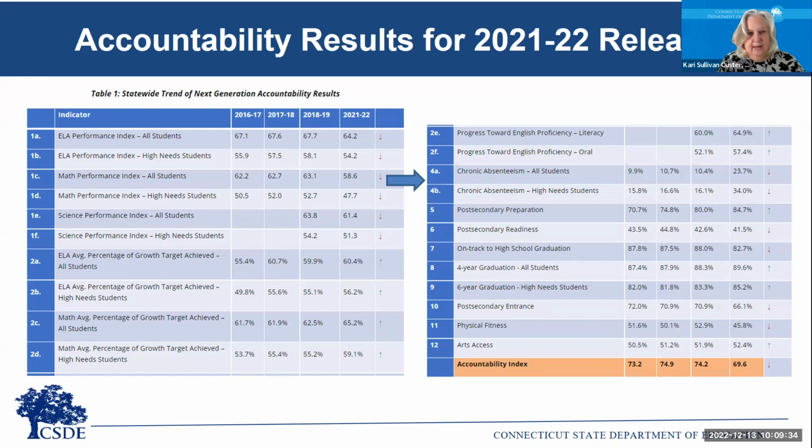So you also have on here your ELA performance, math, science, English proficiency, post-secondary preparation, on track to high school graduation, and then graduation rates, post-secondary entrance, physical fitness, and access to arts. And so are there any questions about that?